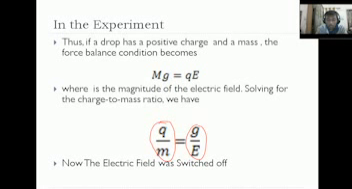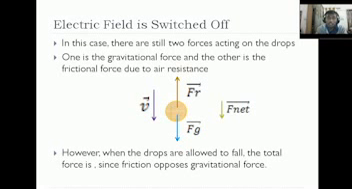Now what he did was he switched off the electric field in order to find the mass, which uses the concept of air resistance. In this case, there are still two forces acting on the drops even if the electric force is switched off. These two forces are the gravitational force and the frictional force, or the air resistance force.